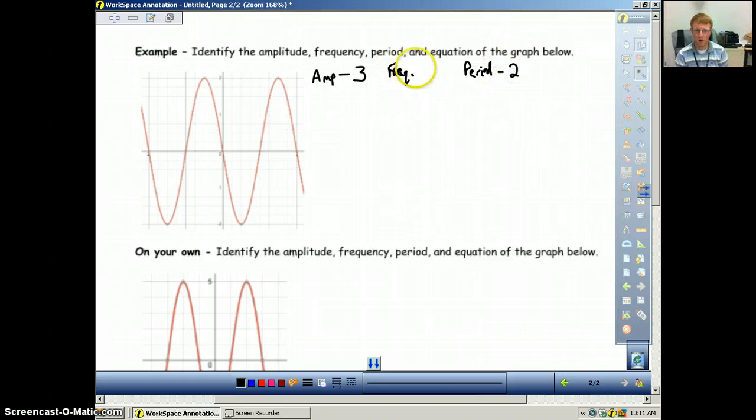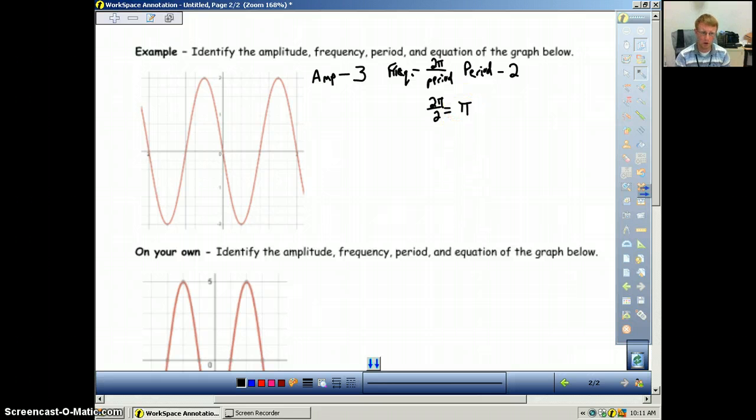Now if we wanted to figure out our frequency, it's just going to be 2 pi divided by the period. So it's exactly the opposite of figuring out the period when you're given the frequency. So we do 2 pi divided by 2, and therefore our frequency is going to be pi.